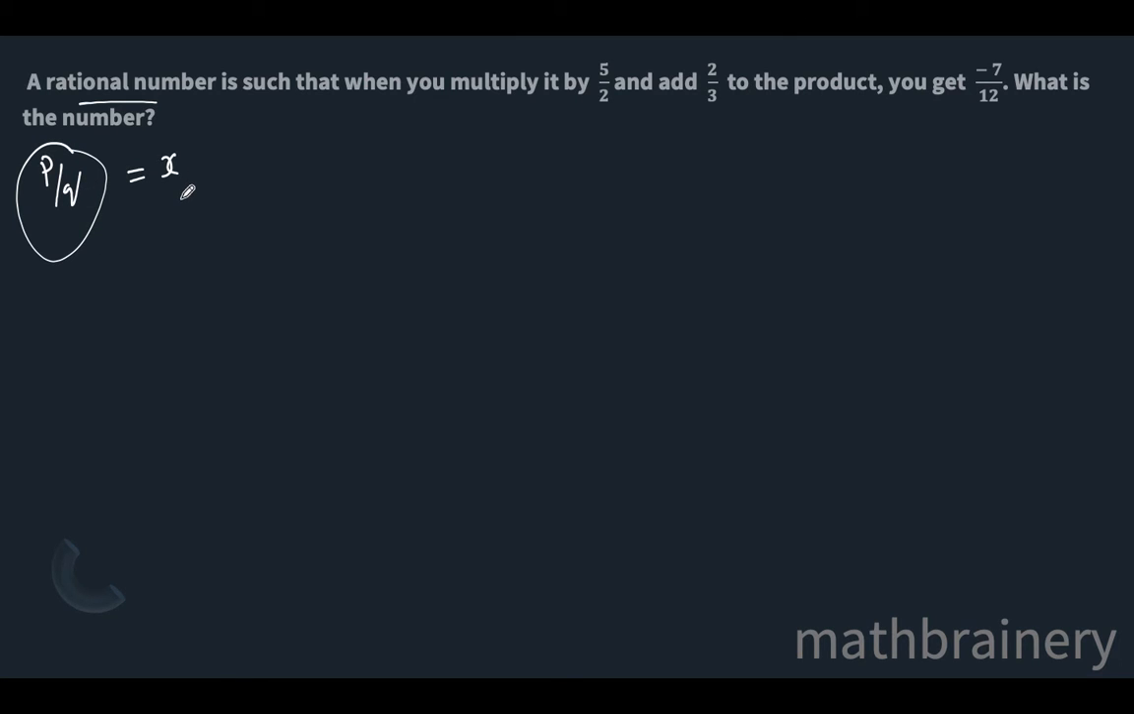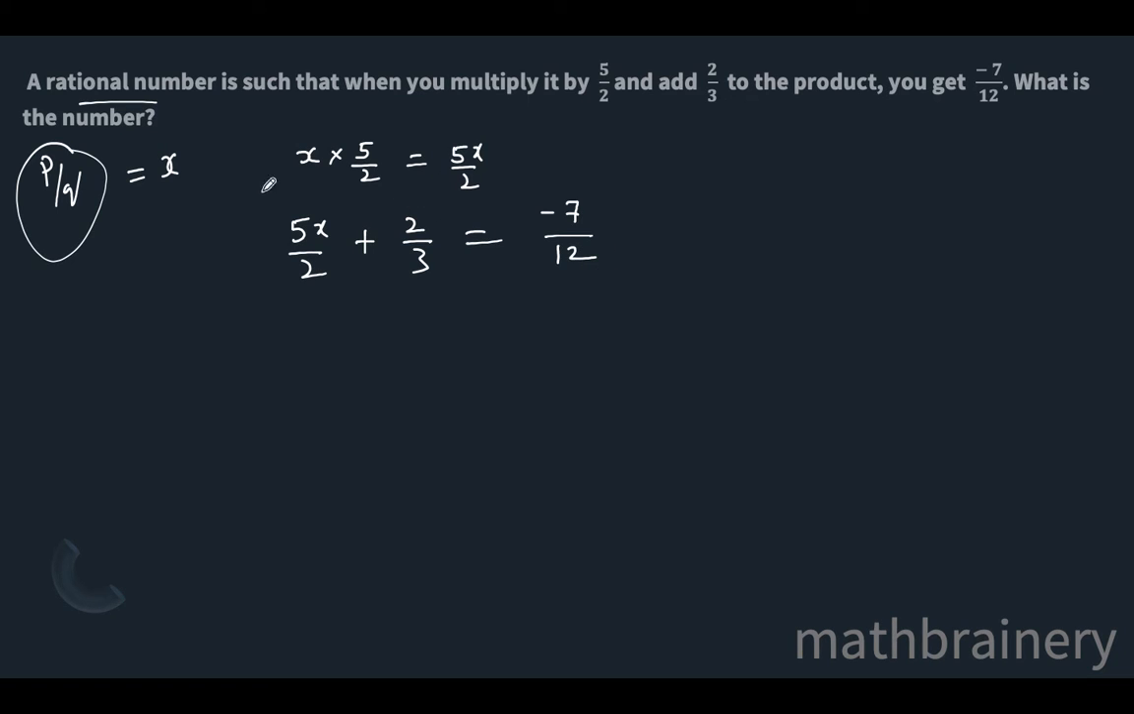Now what is the condition? You multiply this number by 5 by 2. So let us multiply x times 5 by 2. I can write it as 5x by 2. You take this product and add 2 by 3 to it. That means you take 5x by 2 and add 2 by 3 to it. The result must be equal to negative 7 by 12. So it's minus 7 by 12.